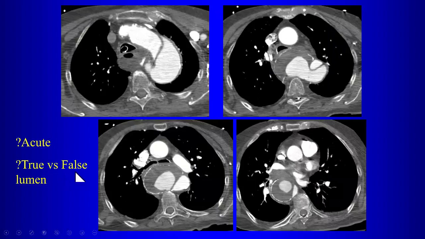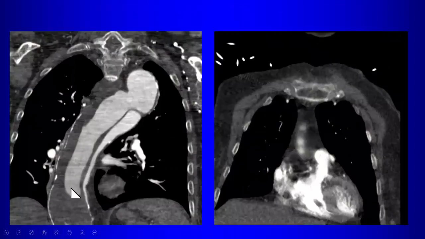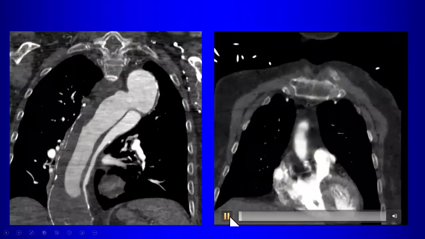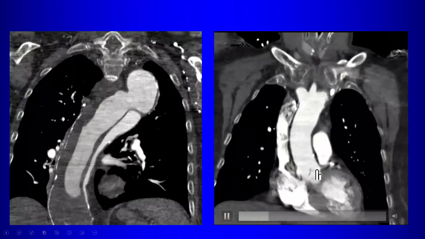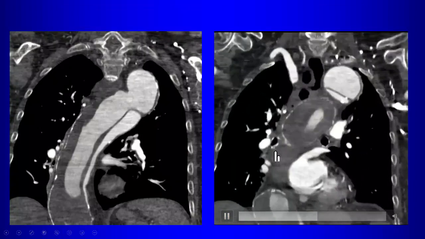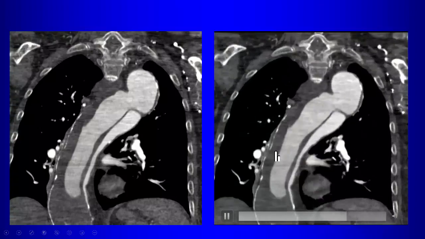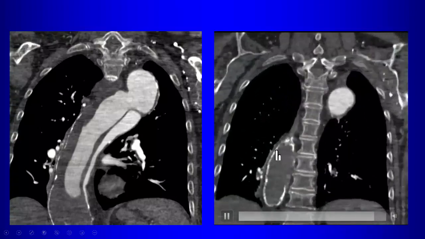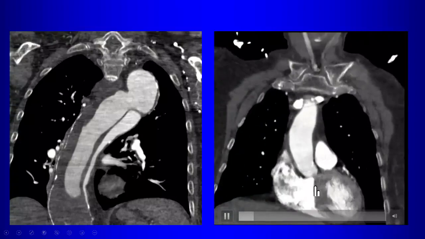So differentiating the false lumen from the true lumen, you always want to be able to do that. Determining whether the dissection is acute or chronic is also something that hopefully the clinical information can help you with. Okay? So when you're trying to separate the true lumen from the false lumen, start where the true lumen is, especially on these multiplanar reconstructions. Sometimes it's easier to differentiate the true lumen from the false lumen than it is on the axial images.